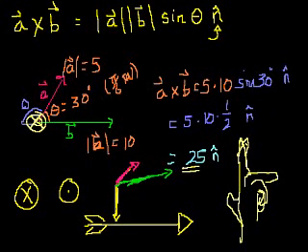Let's see if we can get a little bit more practice and intuition of what cross products are all about. So in the last example, we took A cross B. Let's see what happens when we take B cross A. So let me erase some of this.